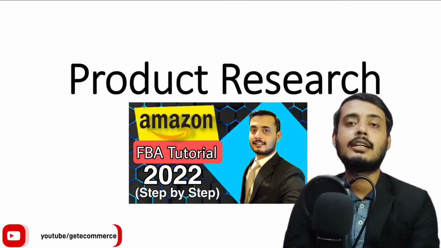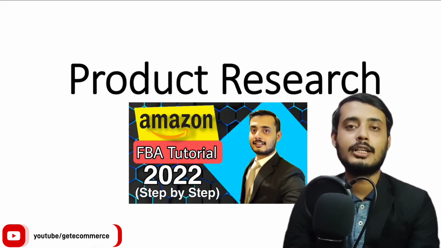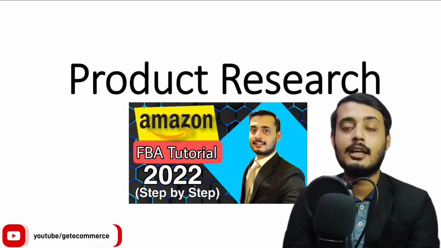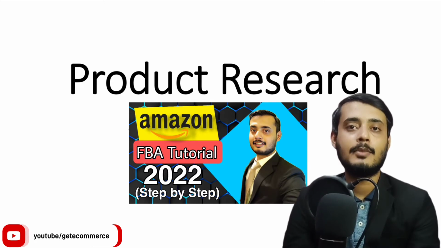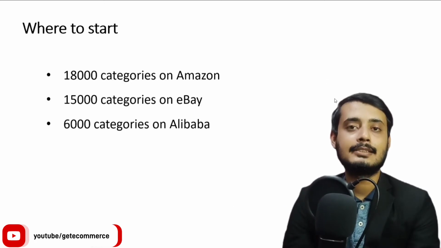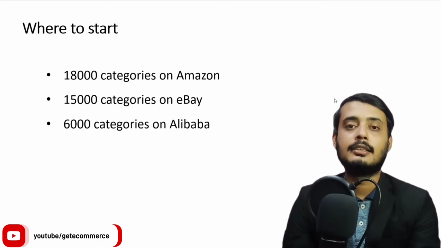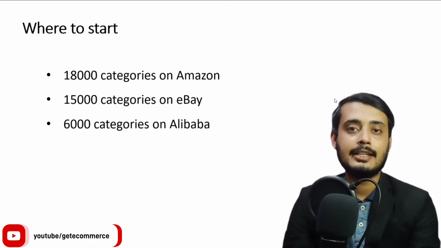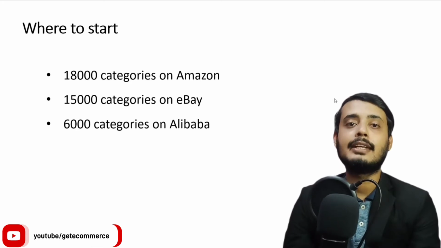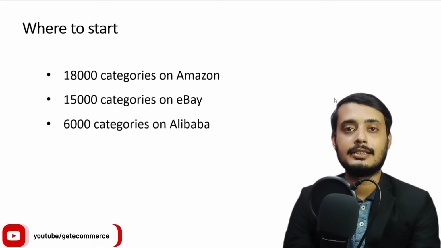I will be looking at how to analyze and source product to sell in your online businesses, particularly on eBay and Amazon. If you are starting from a blank slate, deciding what to buy is a fairly daunting prospect. There are 18,000 categories on Amazon, 50,000 categories on eBay, and 6,000 categories on Alibaba. Alibaba is a popular Chinese product sourcing site.